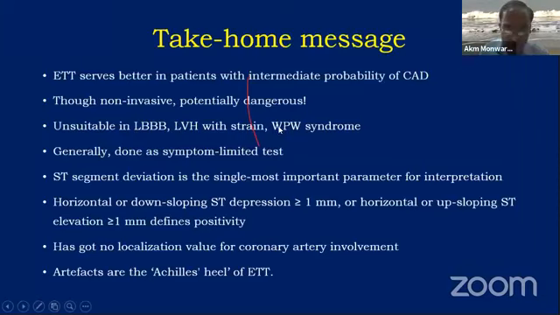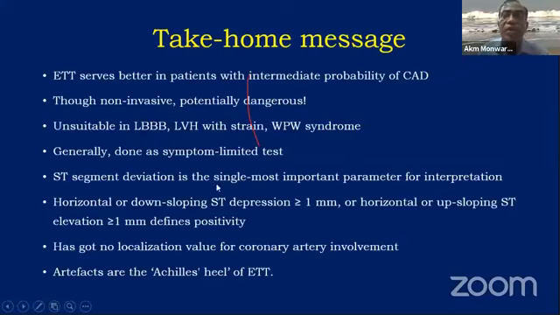ETT serves better in patients with intermediate probability of coronary artery disease. Though non-invasive, it is potentially dangerous and unsuitable in the presence of left bundle branch block, left ventricular hypertrophy with strain, and WPW syndrome. But even in these cases, ETT can give you some valuable comments regarding the chronotropic response and hemodynamic response. It is generally done as a symptom-limited test.